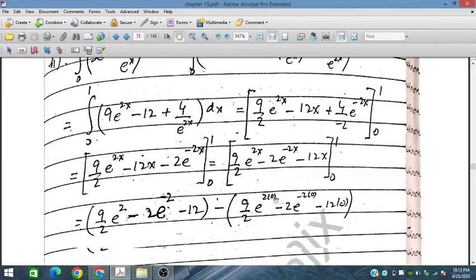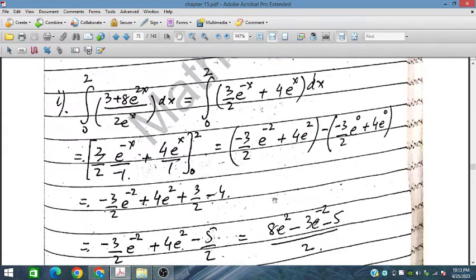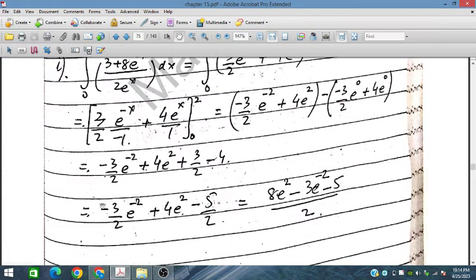Similarly, for this i part, we have limits 0 to 2, of (3 plus 8 e power 2x) divided by (2 e power x) dx. From this division we have 3 by 2 e power minus x, and from this division we have 4 e power x. On solving this integral for this part and this part, we have obtained this for this integral, and for this part we have this. On substituting the limits, we have obtained this as a result eventually.